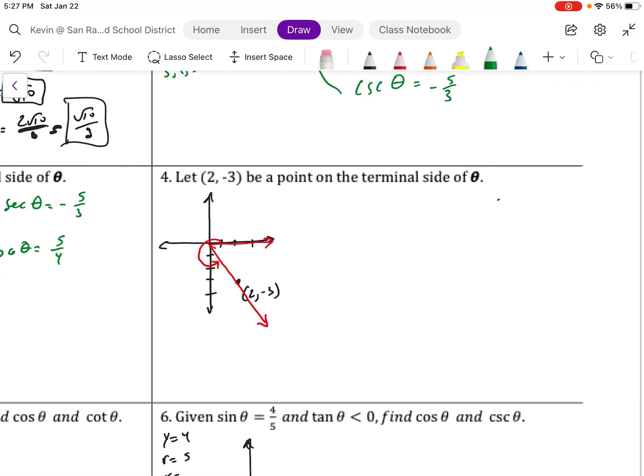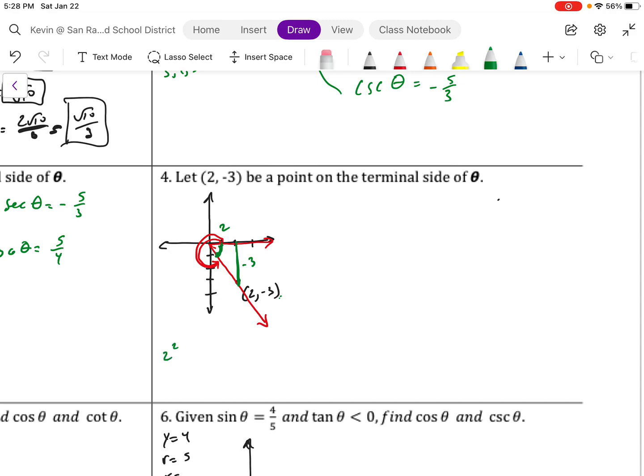All right, slide over here, number 4, same concept. We have an angle in red. The terminal side of our angle has the point (2, -3). Again, we're not concerned about this angle here that we've drawn, right? We're concerned about the reference angle, because that's the angle we're going to use to get our different trig functions. So the x value is 2, the y value is negative 3.